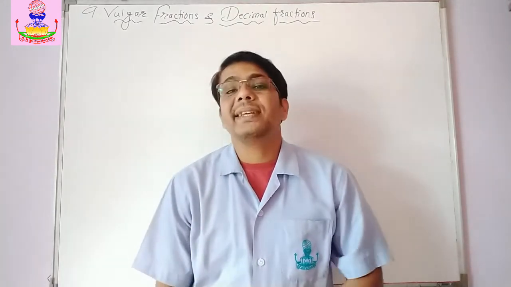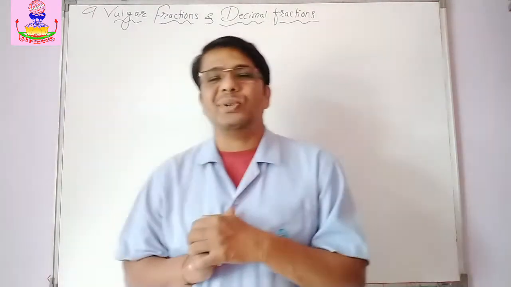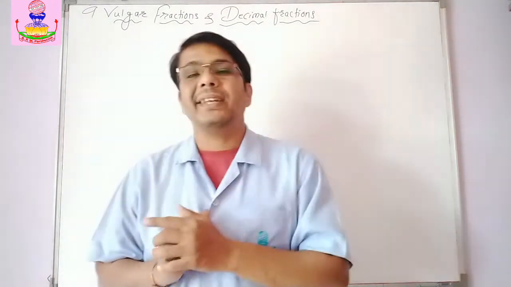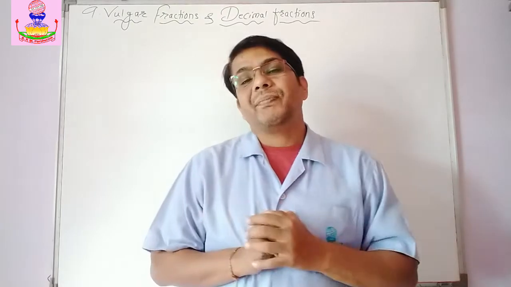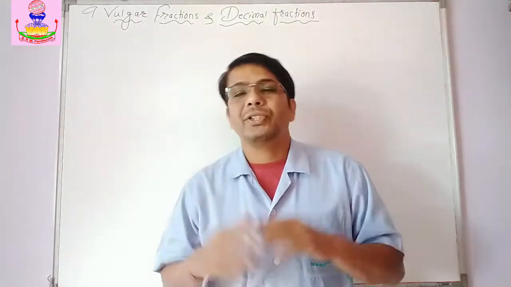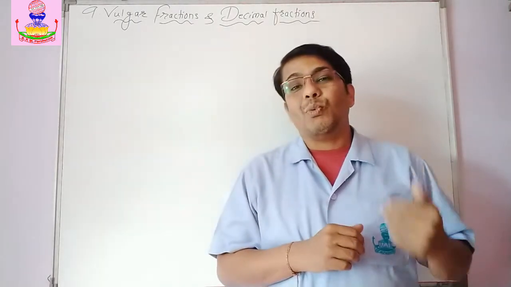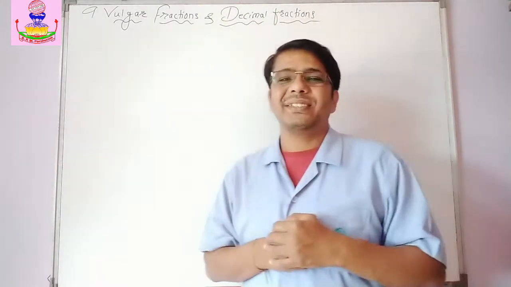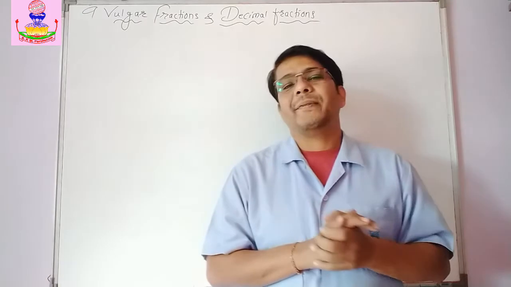Now, in decimal fractions, when you multiply the decimal fraction by 10, 100, 1000 and so on, the decimal point gets shifted towards the right hand side. If I multiply by 10, it will shift towards the right hand side by 1 digit. If I multiply by 100, it will shift by 2 digits. If I multiply by 1000, it will shift by 3 digits and so on. So the number of zeros is the number of digits it shifts towards the right hand side.